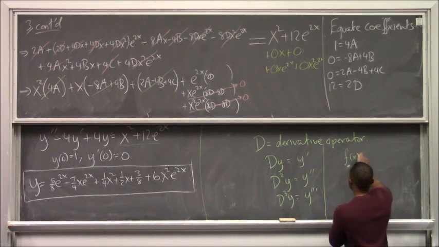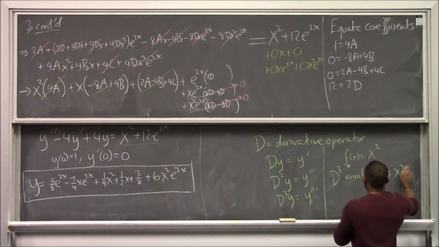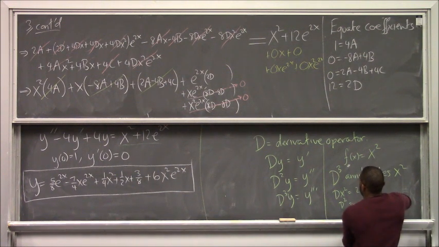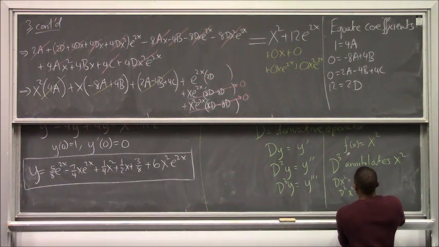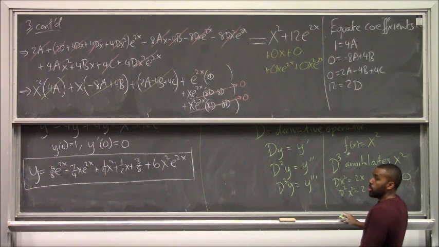f of x equals x squared, I know that D cubed annihilates x squared. Because if I take D times x squared, this is just going to give me 2x. If I take D squared times x squared, this is going to give me 2. But if I take D cubed times x squared, that actually brings it to 0. So I need a cubic derivative operator to annihilate the x squared.